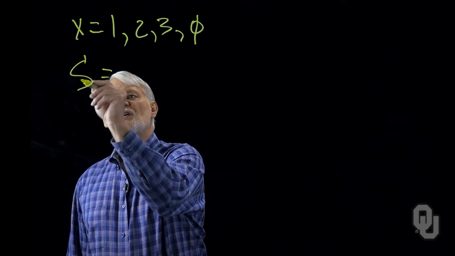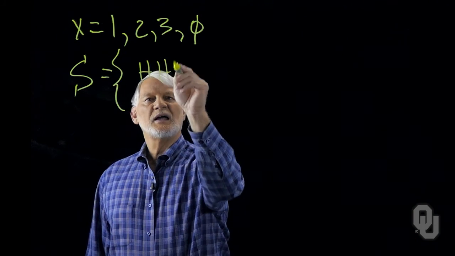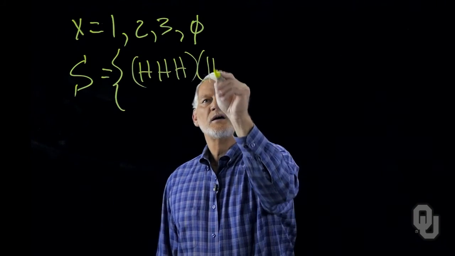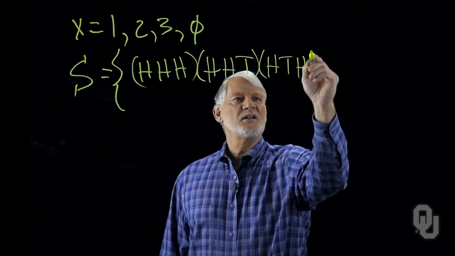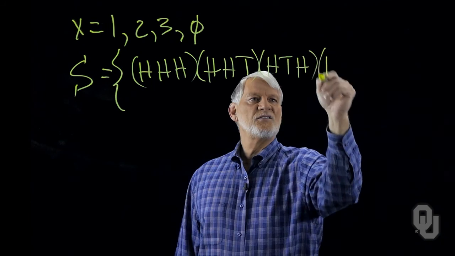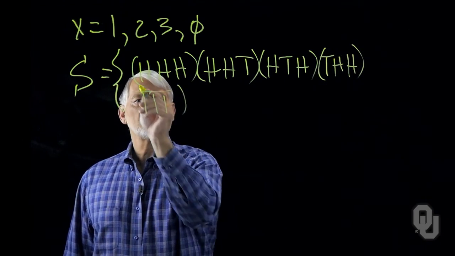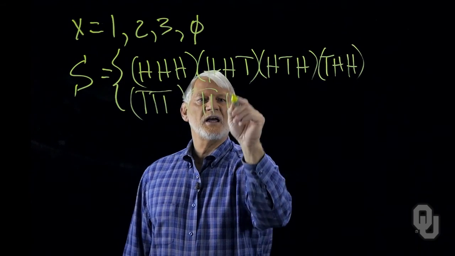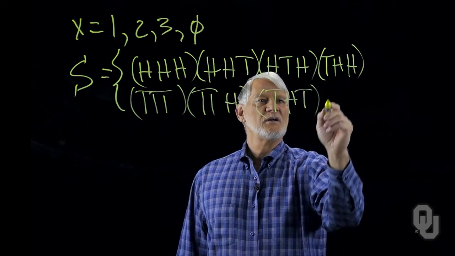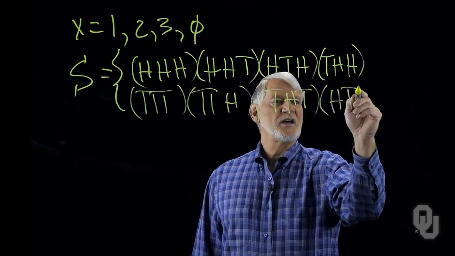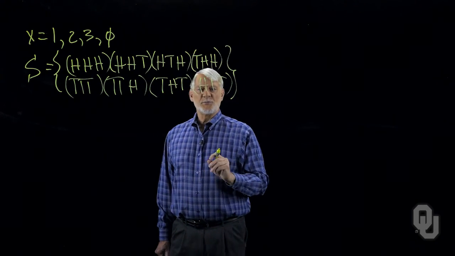The sample space is equal to: head, head, head; head, head, tail; head, tail, head; tail, head, head; tail, tail, tail; tail, tail, head; tail, head, tail; and head, tail, tail. That's the sample space for flipping 3 coins.